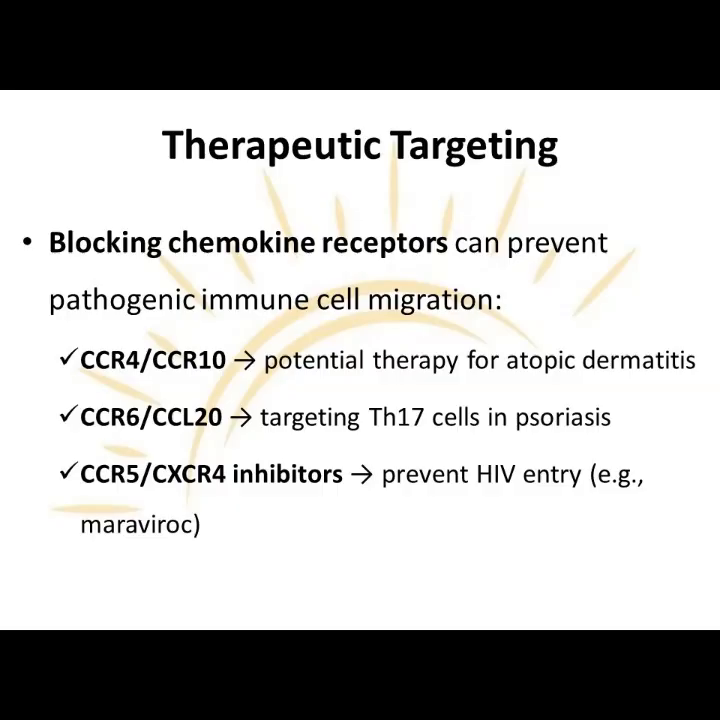Therapeutic targeting. Blocking chemokine receptors can prevent pathogenic immune cell migration. CCR4-CCR10 is a potential therapy target for atopic dermatitis. CCR6-CCL20 targets Th17 cells in psoriasis. CCR5/CXCR4 inhibitors prevent HIV entry, for example Maraviroc.